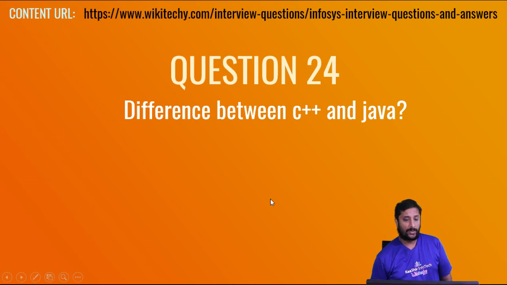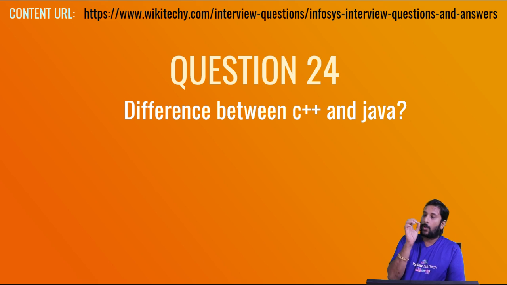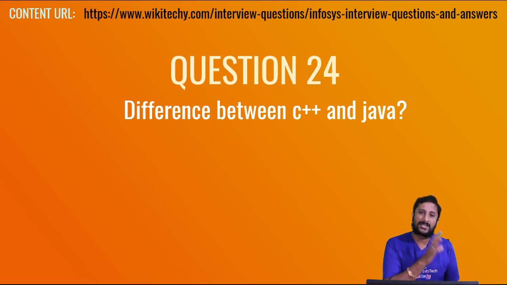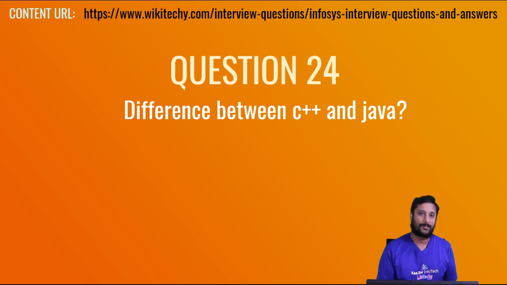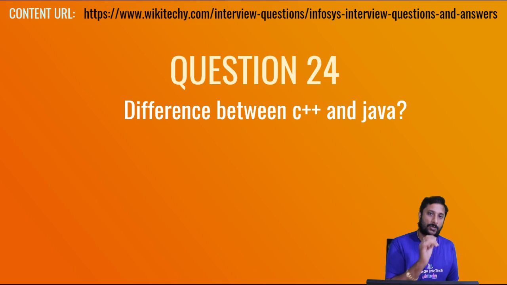Let's move on to a very different question. What is the difference between C++ and Java? C++ is a partial object oriented programming language. Java is purely object oriented programming. It works on the concept of bytecode, and apart from that, Java can be executed on multiple platforms. C++ you can't do that.